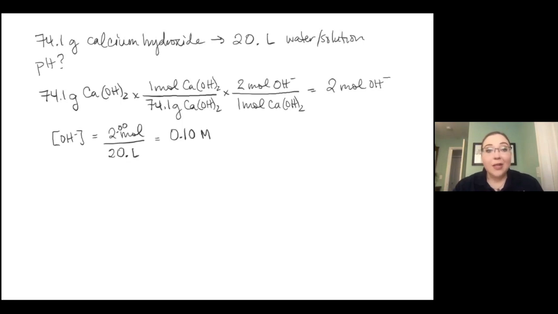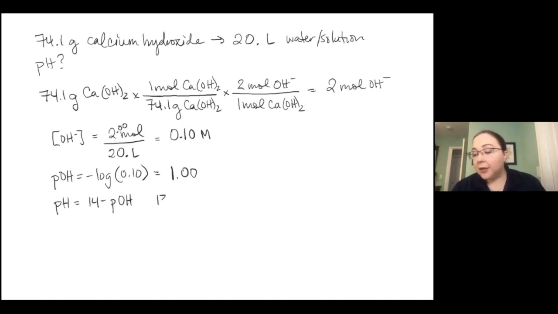Okay, now the question asks us what's the pH. So I'm going to take the negative log of my OH minus concentration to get the pOH. And that's going to give me 1.00, two decimal places because I've got 2 sig figs in my number that I'm putting in there. Okay, that's my pOH. To get my pH, I do 14 minus the pOH, which gives me 13.00. So that's my pH of this solution.